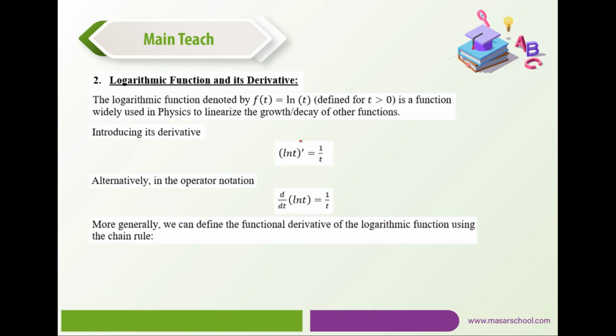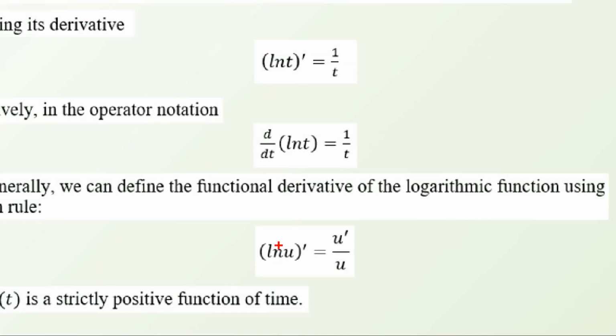More generally, we can define the functional derivative of the logarithmic function using the chain rule, which is given by ln u. So here we have two functions embedded within each other. We have the ln function, and we have the function which is itself u. So the derivative of ln u would be 1 over u multiplied by the derivative of the inner function, which is u prime, and this can be written as u prime divided by u. So here we're using the chain rule, which states that after we derive, we multiply by the derivative of the inner function.